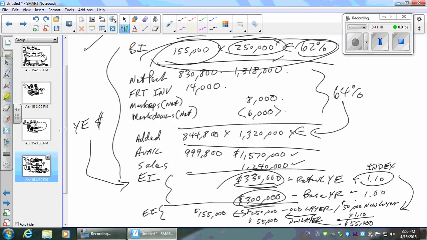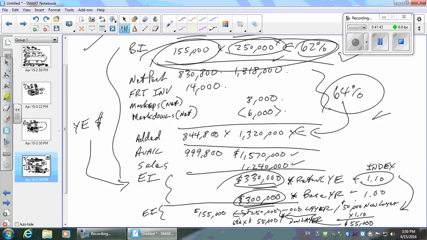So that 330,000 of year-end dollars is only 300,000 in base year, and it's 305,000 mixed, right? The old layer and the new one. The new one's pretty small. But that 55,000, what index do you want to use? That's the last kicker. This 62% was on the old layer, right? It's 64, isn't it? So take it times 64%. You have got it made.